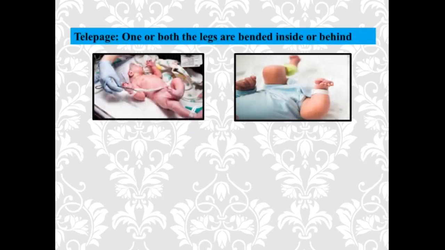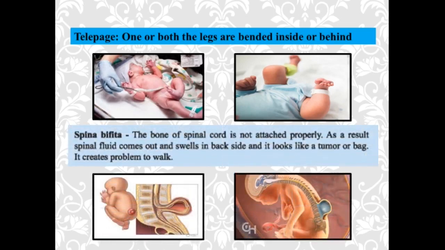Talipes. What is talipes? In this case, one or both legs are bent inside or behind. Spina bifida. The bone of the spinal cord is not attached properly. As a result, spinal fluid comes out and swells at the backside, and it looks like a tumor or bag. It creates problems in walking. Look at the picture. The pictures show the disease.